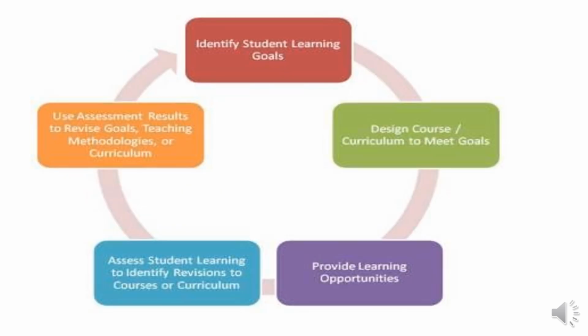How to achieve these student learning outcomes? We have to identify student learning goals, design the course and curriculum to meet the goals, provide learning opportunities, assess student learning to identify revisions to courses or curriculum, use assessment results to revise goals, teaching methodologies of the pedagogics and curriculum. Finally, our goal is to achieve student learning outcomes.